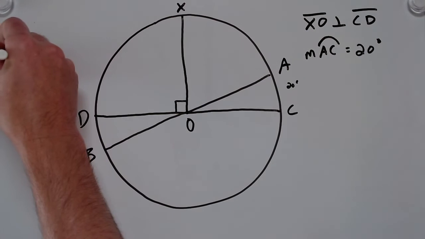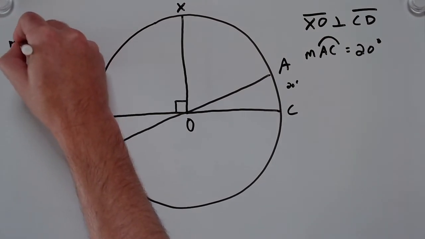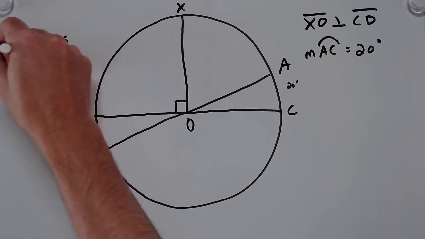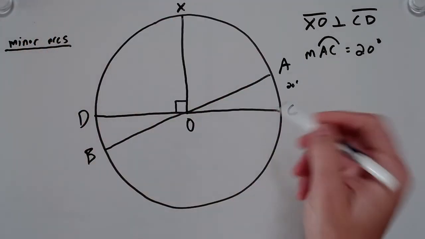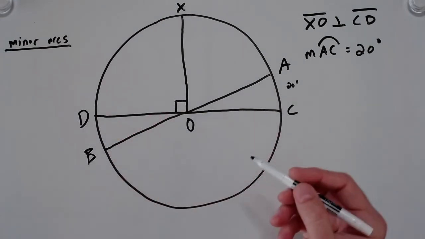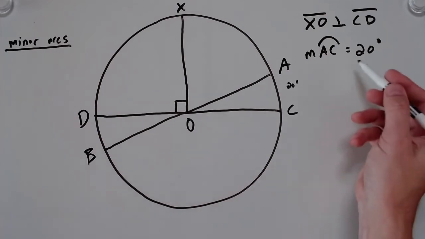So I'm going to jump over here and try to stay on the screen, and we want to list as many minor arcs as we can. How many minor arcs are in this circle? Well, let's start with the obvious ones. Now remember, a minor arc is any arc less than 180 degrees. Well, we've been given one of them right here.